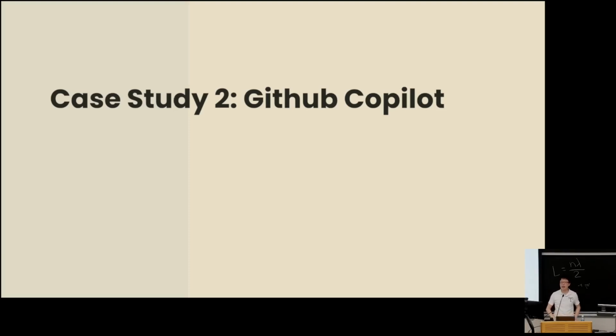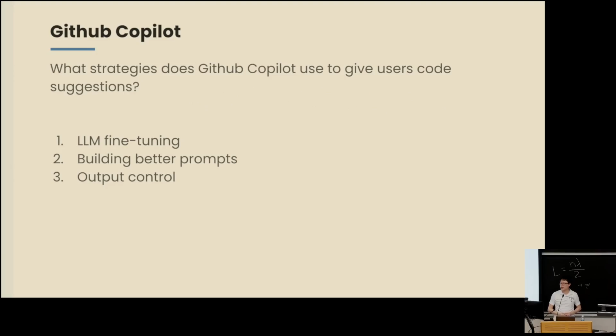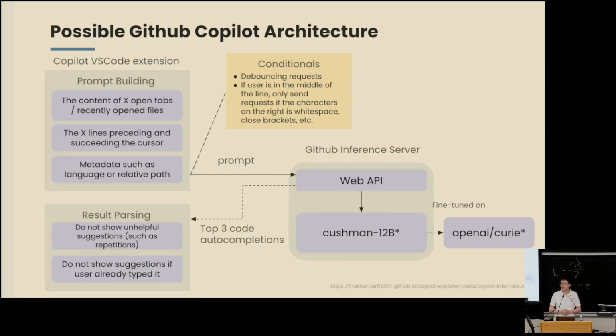So GitHub Copilot, who has heard of and or has used GitHub Copilot before? Okay. Good. So what I do want to ask is, in terms of using LLMs, what strategies does GitHub Copilot use to give user suggestions? 1, LLM fine-tuning. 2, building better prompts. And 3, output control.